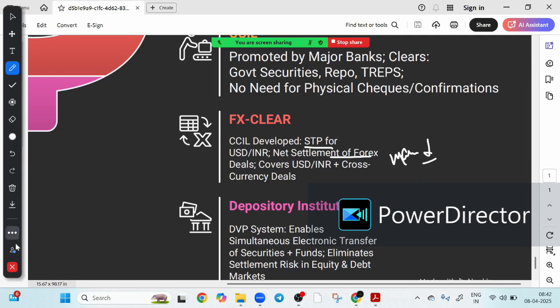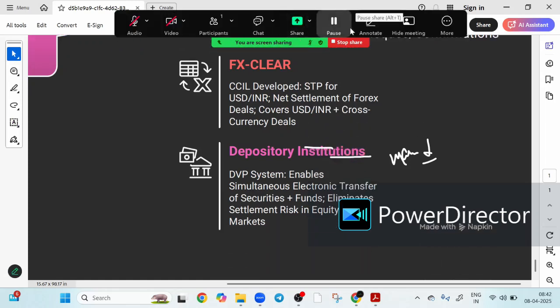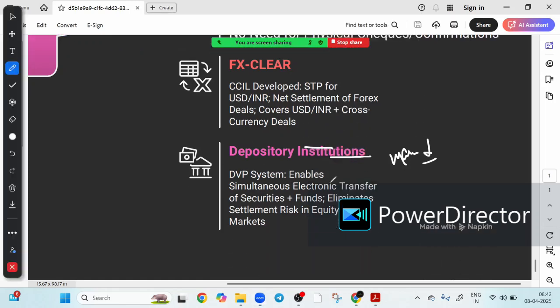Then come the depository institutions. How are these securities held? These securities are held through depository institutions like NSDL and CDSL. These are called depository institutions, right?